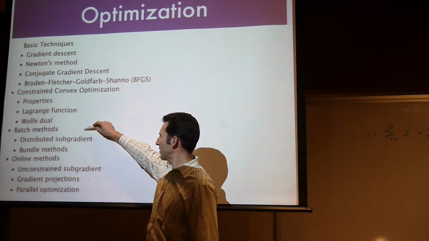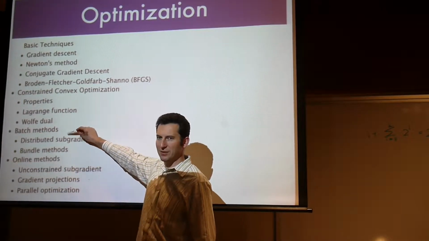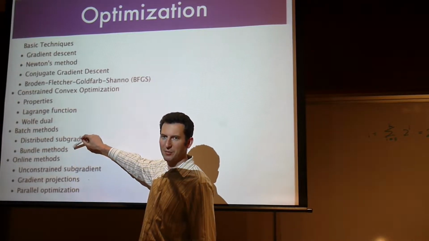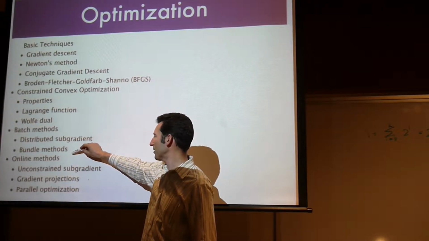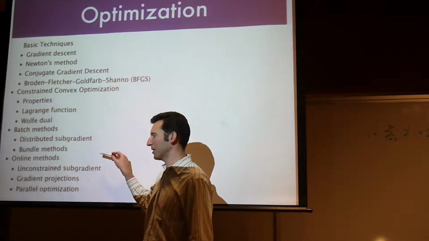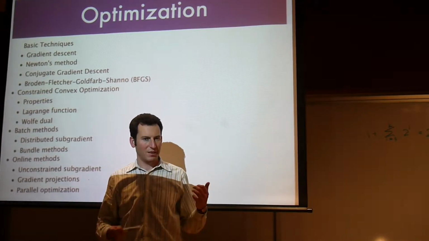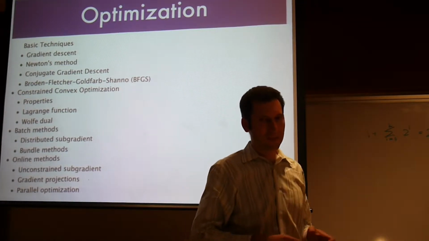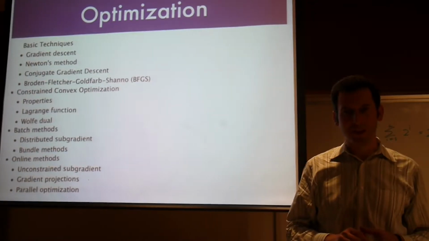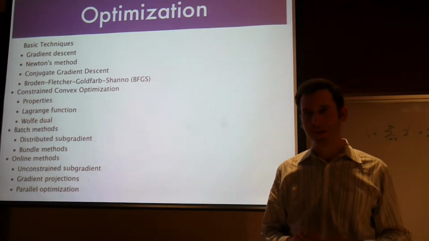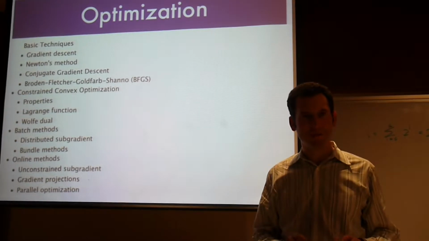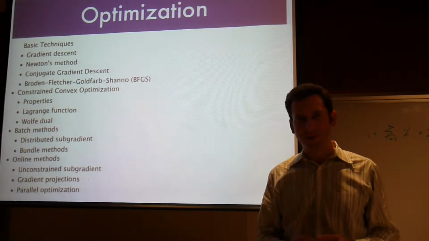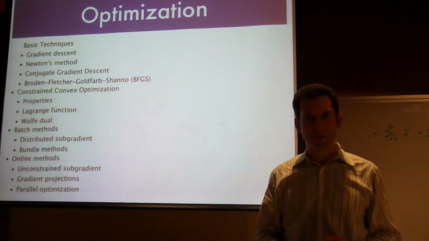Then distributed subgradient methods, bundle methods. So these are a few optimization techniques. Some of them you might have seen, some of them you might not have. And then we'll talk a fair amount about online optimization. And in the end, a set of other useful optimization techniques, mainly for discrete optimization and randomized methods, that you might find useful if you have to solve optimization problems of this form.